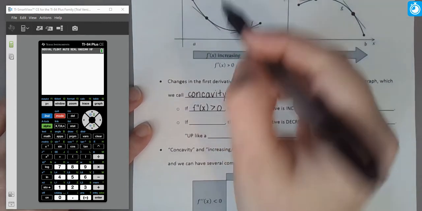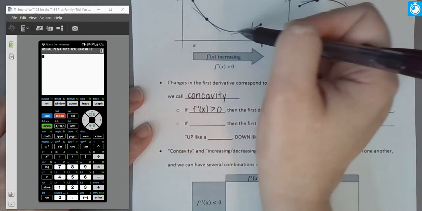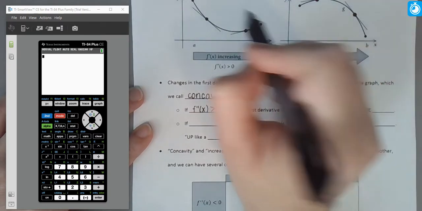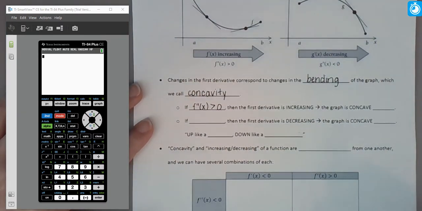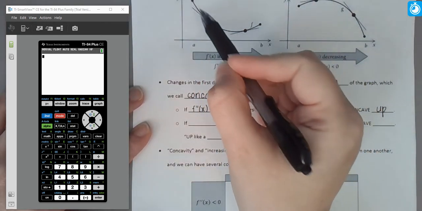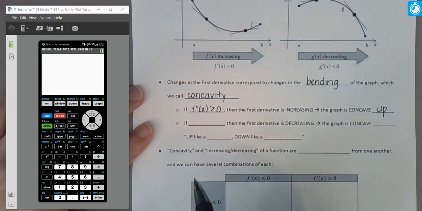If this is the case, then this is the general shape that we have. And we call this shape upward concavity. So in that case, the graph is what we say concave up. We would classify this portion of this graph as being concave up.